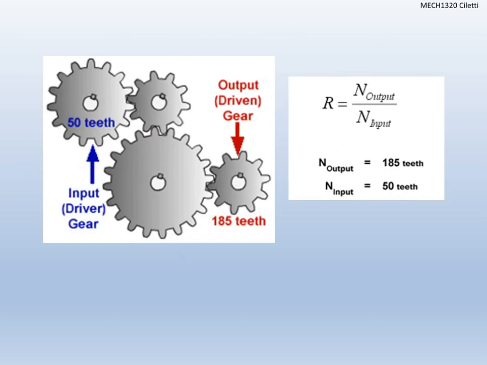Now, the two middle gears are our idler gears. They're not affecting the system. So we can do our output over our input. We can do 185 divided by 50 here to get our ratio of 3.7. So it's very important when we've got gears that are in line or stacked like this that we can do this. We don't really care what's going on with those idler gears right now.